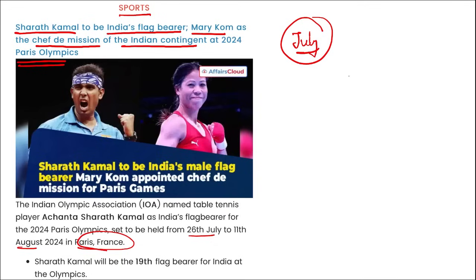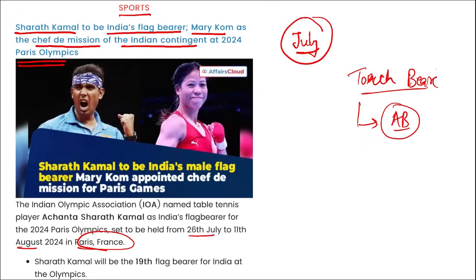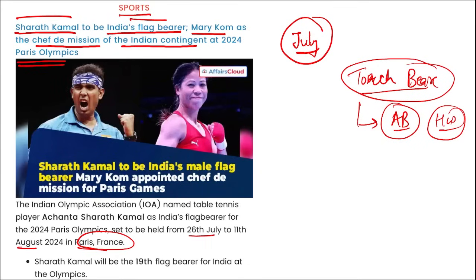Who will be the torch bearer here? Tell me the name. We have done this torch bearer, right? AB. I have given you the hint now. Who will be the torch bearer? Give me the homework in the comments below and tell me. Flag bearer here is Sharat Kamal. And who will be the chef de mission of the Indian contingent? Mary Kom. Remember both of these, right? And Sharat Kamal will be the 19th flag bearer for India at the Olympic Games. We have done the torch bearer question multiple times in our daily current affairs, right?